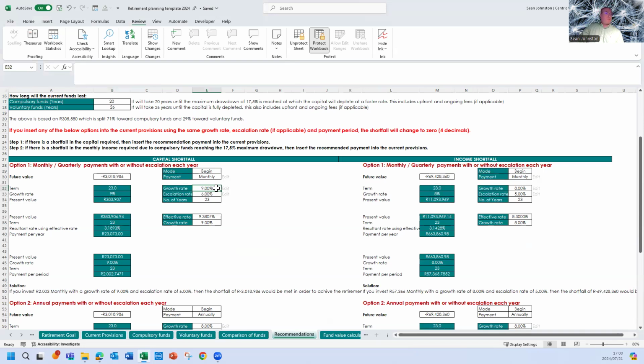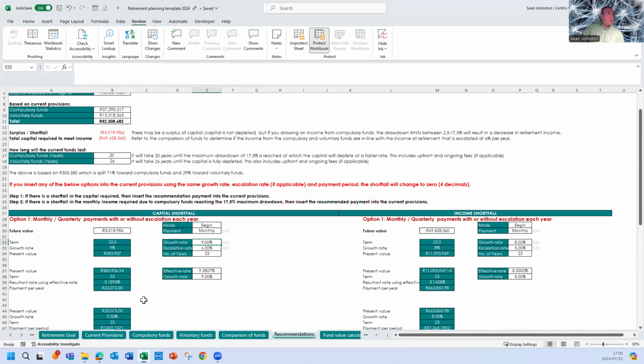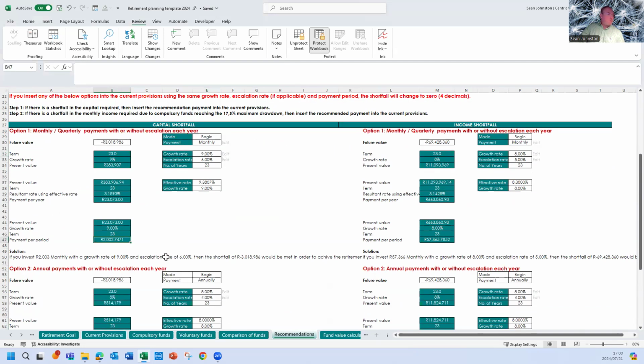It's a growth rate of 9, escalation of 6. He would need to put away an additional 2,003 Rand, rounded off, which is not bad. So if you wanted to make provisions for an additional 5 years, this is how much you need to put away per month.